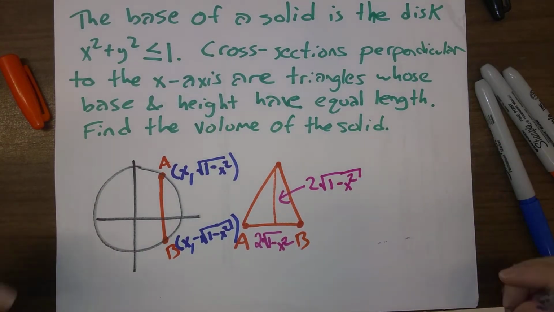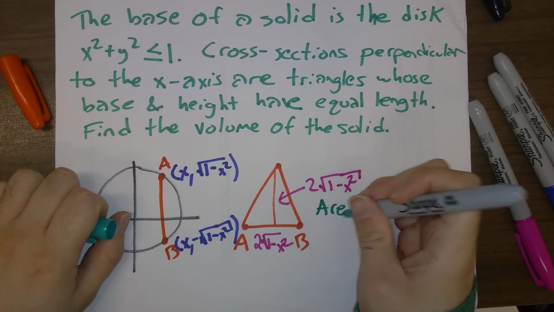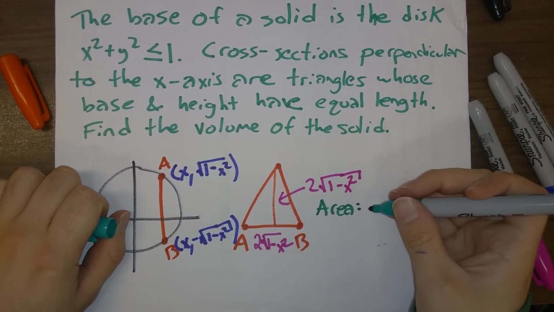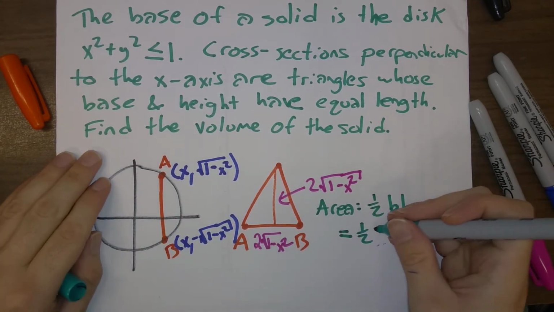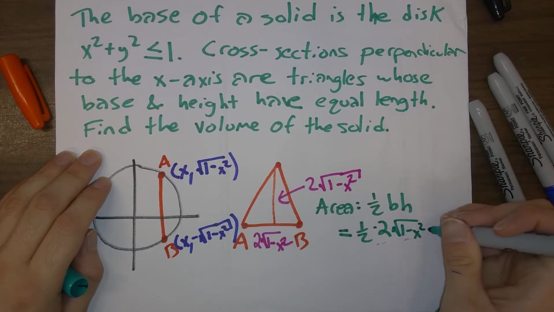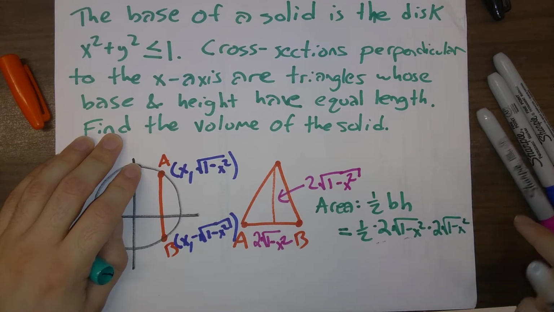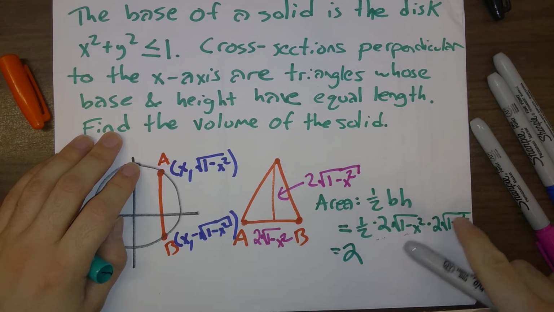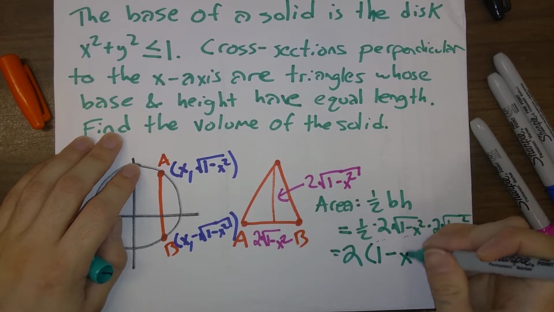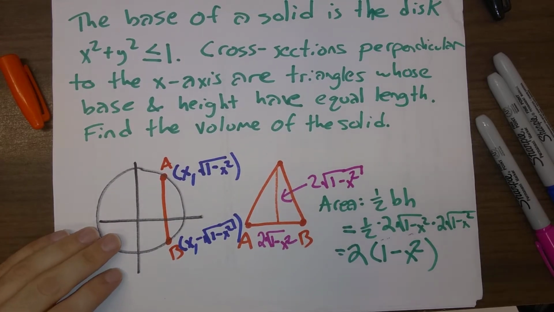And so what do we have here? Area is equal to 1/2 times base times height. So that is 1/2 times the base, 2 times the square root of 1 minus x squared, times the height, also 2 times the square root of 1 minus x squared. The 1/2 cancels with a 2, leaving 2, and the square roots go away, so the area is just 2 times (1 minus x squared). That's the cross-sectional area with respect to x.